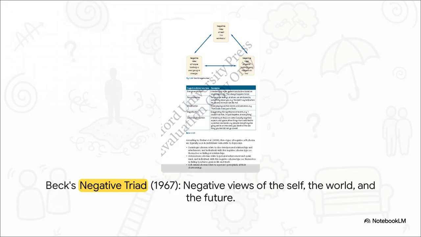So, our first key cognitive explanation comes from Aaron Beck. This diagram neatly sums up his idea that depression is fundamentally rooted in faulty, negative thinking patterns. He called this the negative triad. It's made up of three things.